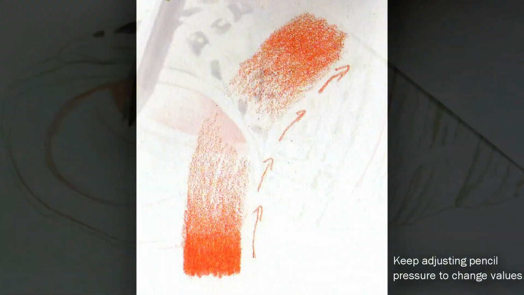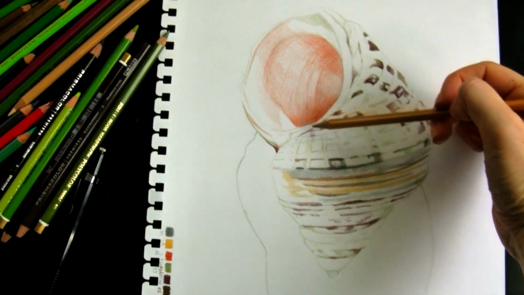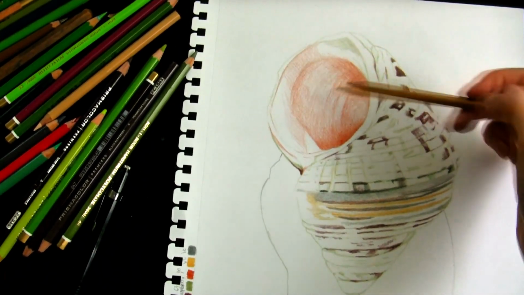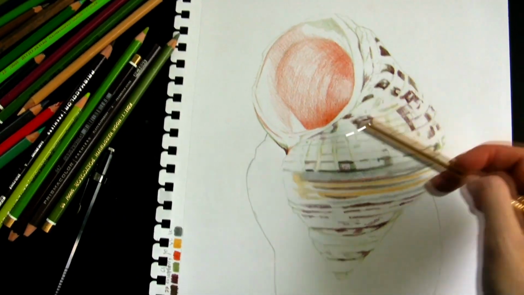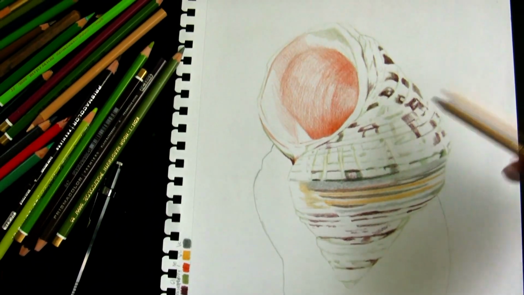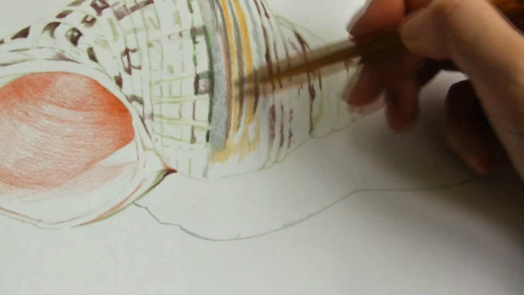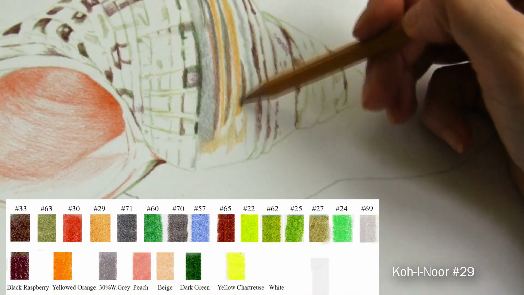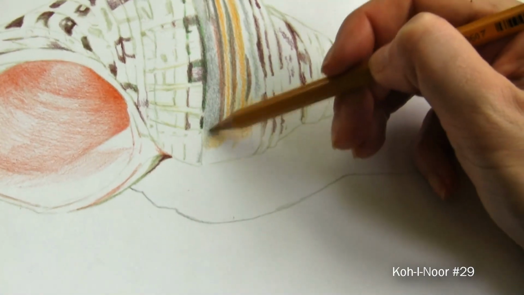This drawing helps you understand how you can adjust your pencil pressure to rotate and curve your strokes in accordance with the object's form. The strokes must be descriptive of your object's form, and by adjusting your pencil pressure, you can create different tones and rotate the object in space. I shade a white stripe in the middle of the shell with Kohinoor 29. I make sure to curve it around the shell.